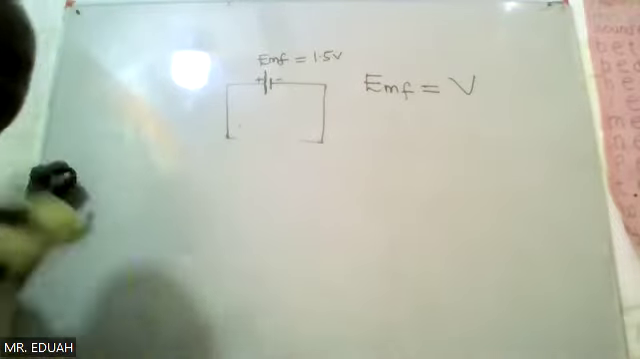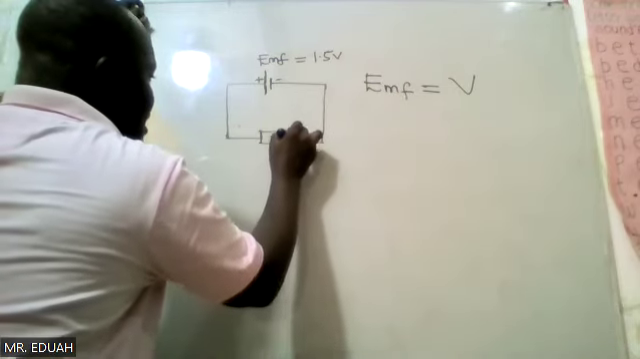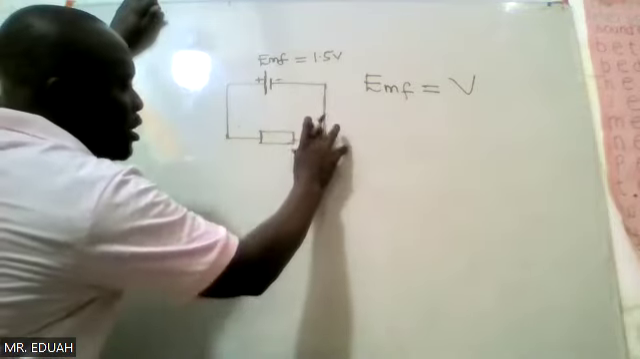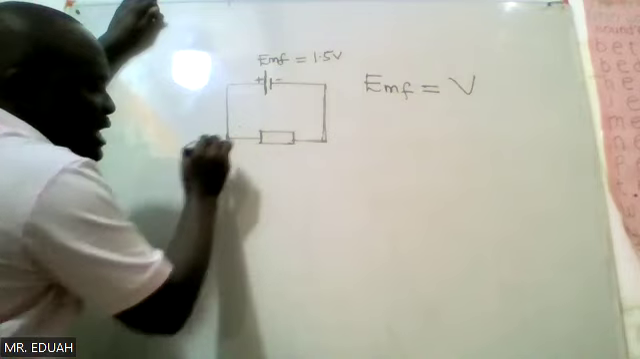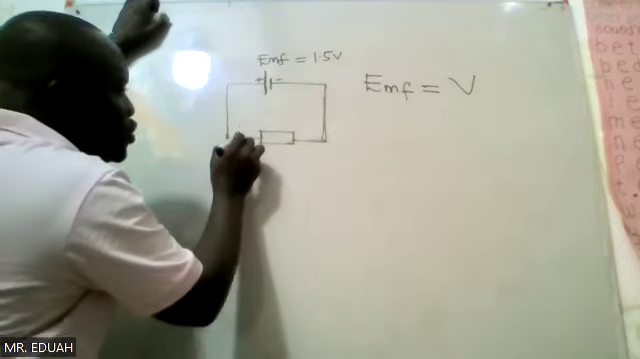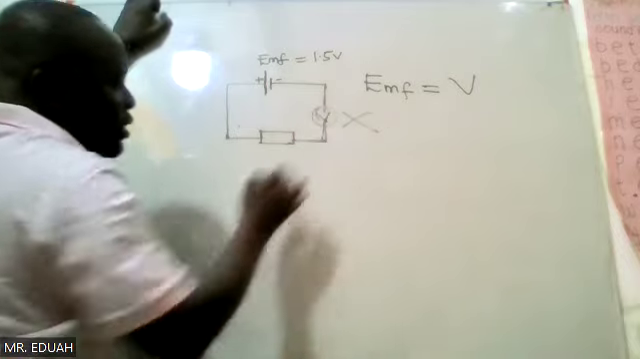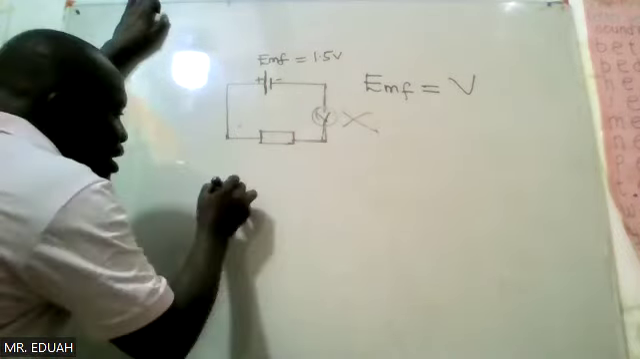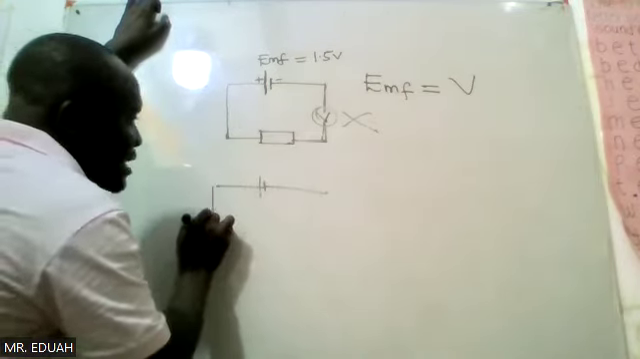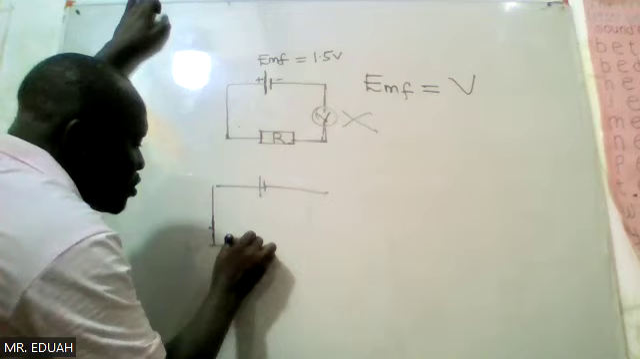So if this is a resistor and you want to determine the voltage, the potential difference across the resistor, of course, determining potential difference you need a voltmeter. Do not connect a voltmeter in series. Rather, connect the voltmeter in parallel to the resistor. So this is the resistor R. You want to determine the voltage drop across it.